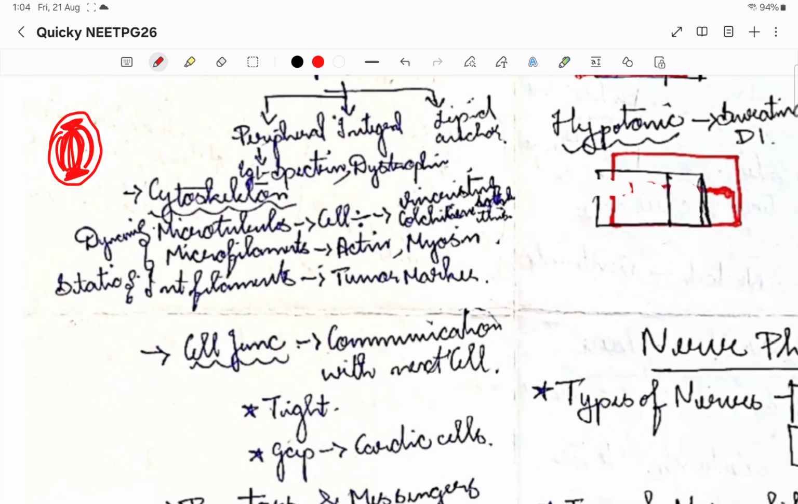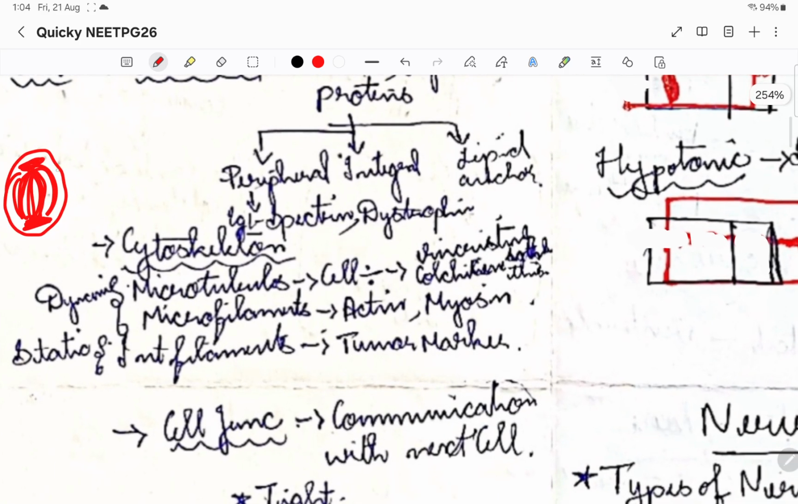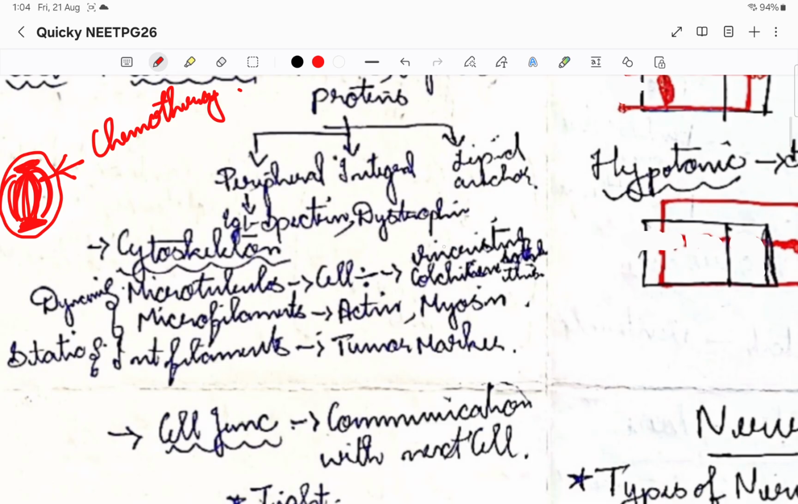These microtubules are the main target when we give chemotherapy, because when there is no microtubule, the cell can't divide and the cancer cells will die. Cancer is nothing but increased cell division. When there is no microtubule, cell division cannot happen. So that is the main target. The main chemotherapy drugs, vincristine and colchicine, all act on microtubules.